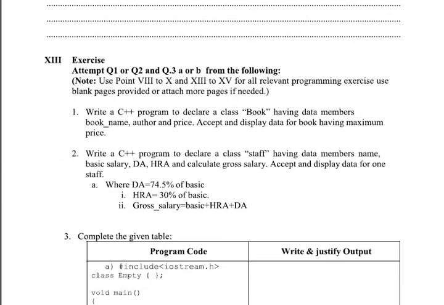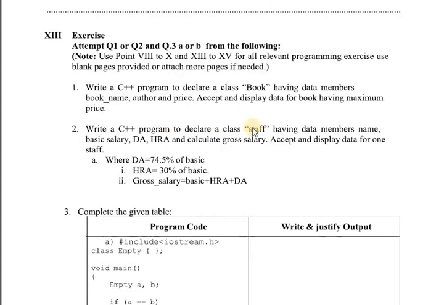Now we will see the exercise questions. The first question is: write a C++ program to declare a class book having data members book name, author and price. Access and display data for the book having maximum price.